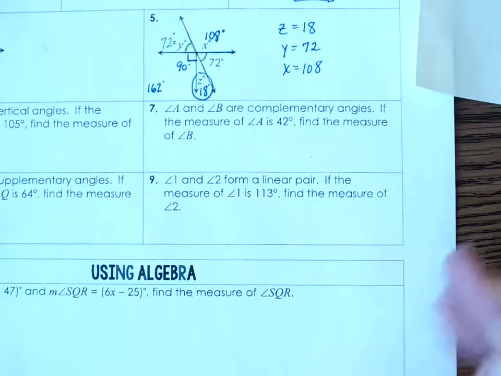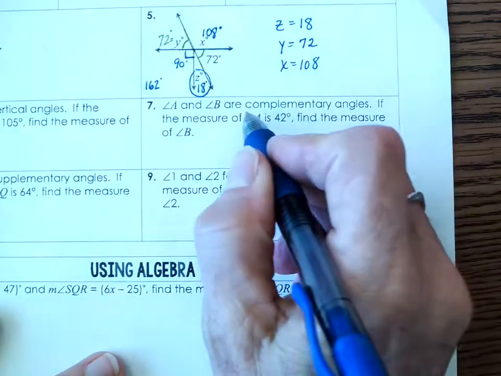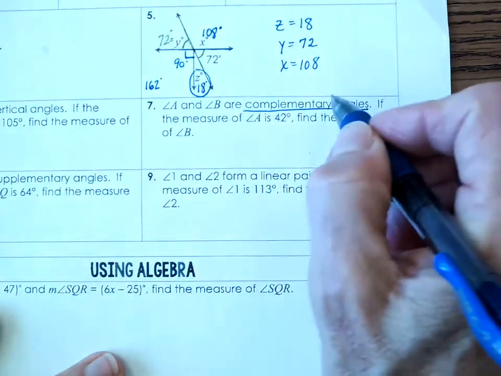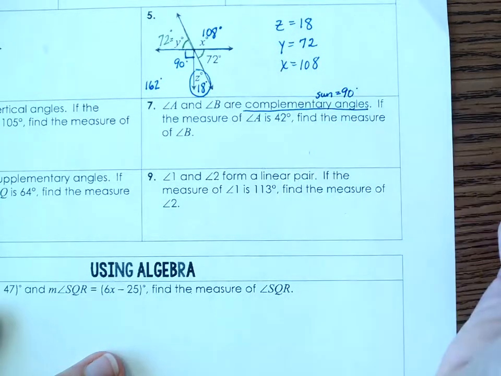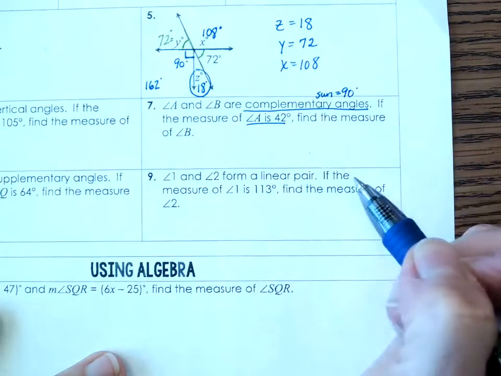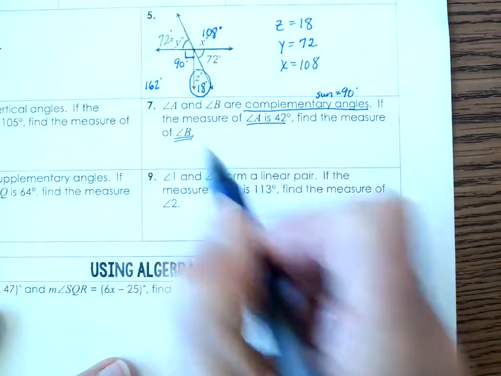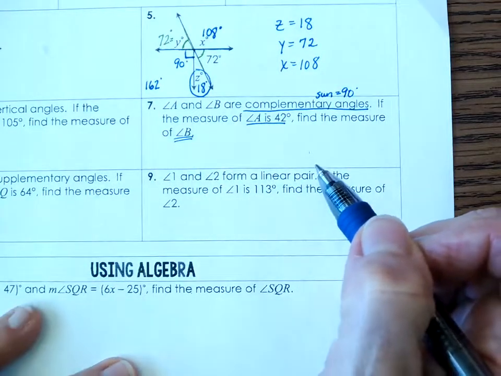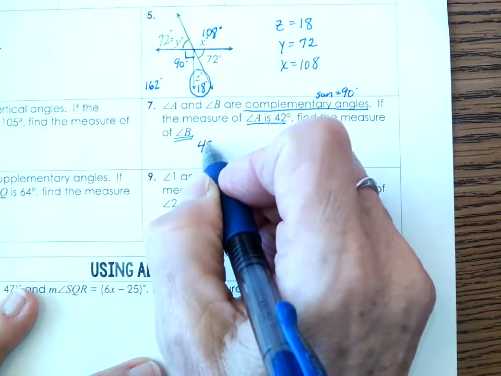Number 7, angle A and angle B are complementary. So there's a vocabulary word. That means their sum is 90 degrees. So if angle A's measure is 42, that means I need to have a measurement for B that would get me all the way up to 90. So 48 degrees.